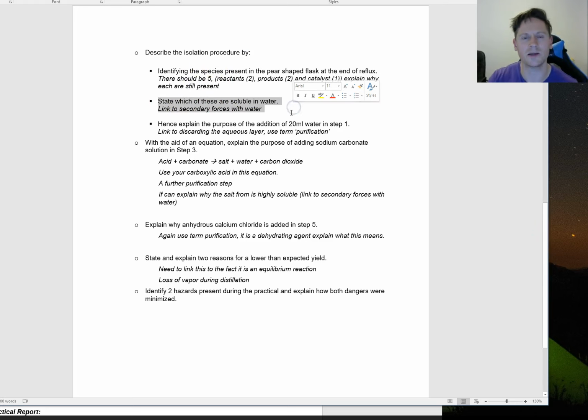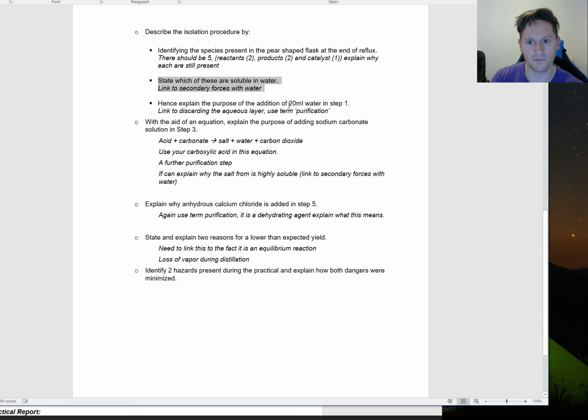Talking about solubility. Solubility is a huge part of this experiment because we're talking about the polar and non-polar layers. The organic layer is the non-polar, the aqueous layer is the polar layer. So you're really talking about what species are present in what layer and really describing those secondary interactions to make that so, and diagrams and all of that kind of thing really help accentuate those points. Explain the purpose of the addition of water, so that the washing steps, the purification, referring to the equation.